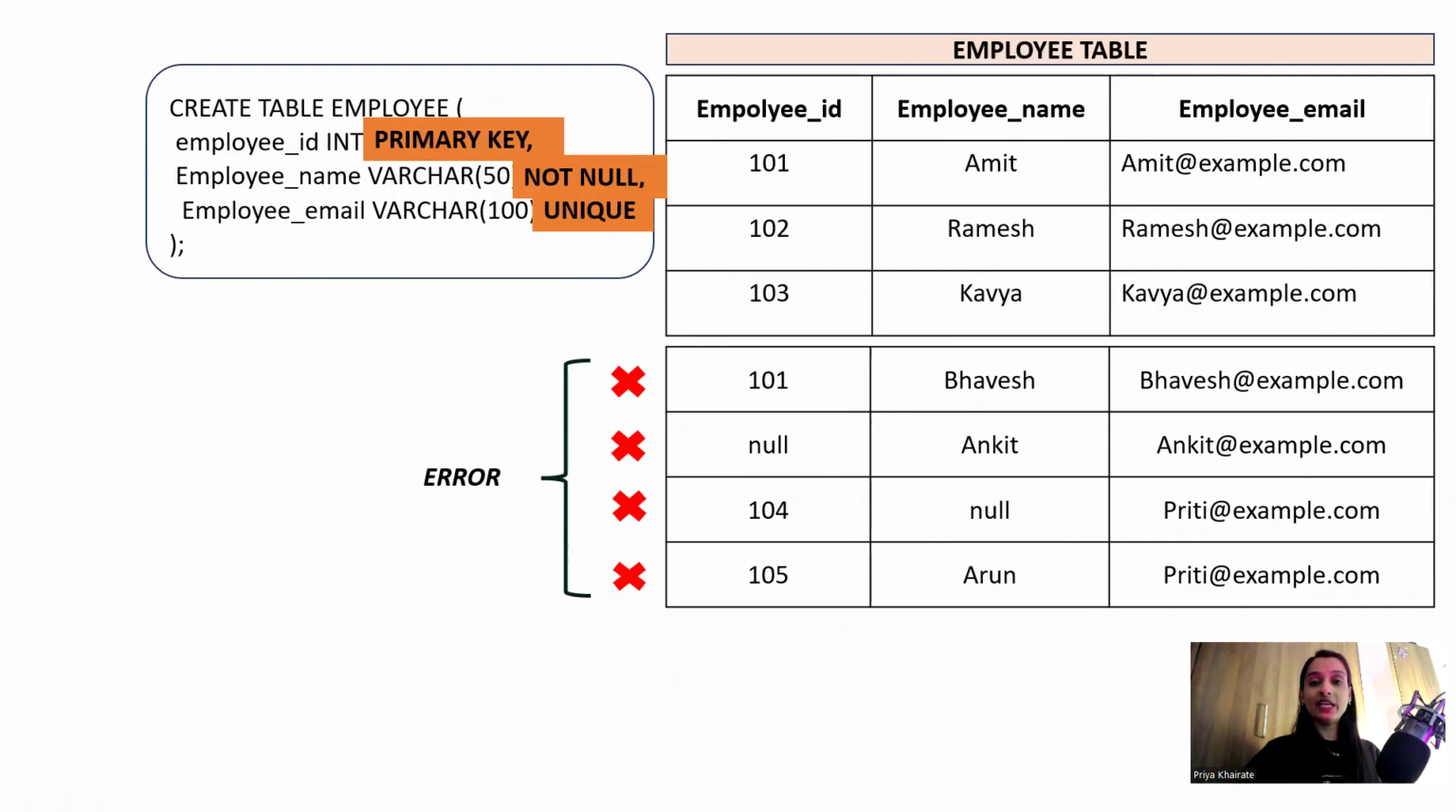So I hope I am clear with the difference between what is primary key, what is unique key, what is not null, and when to use which constraint. I hope I am clear with this. So in the next video, we will explore few more constraints.